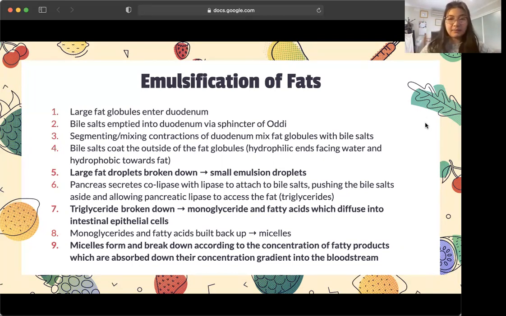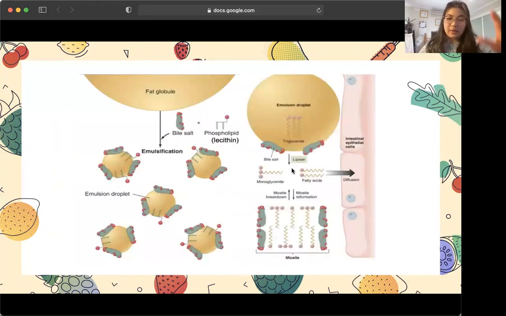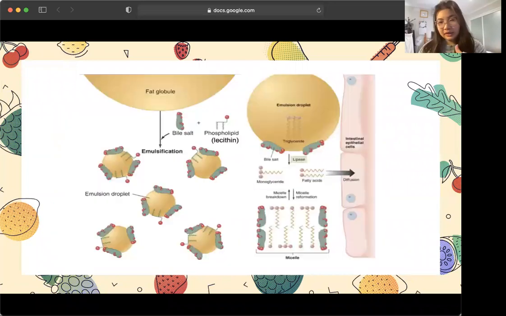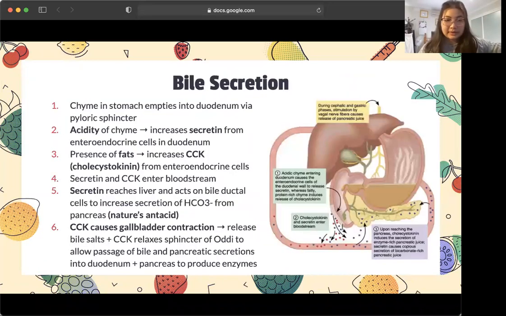Here, there's a bit of a back and forth situation where we make micelles and then we unmake micelles. Unmake's not a word, but we break them back down again. The way this is decided, if you just remember, is based on the concentration gradients. Which one do we need more of at that time, depending on which one do we have less of? After this, the fatty products will be absorbed down the concentration gradient into the bloodstream for transport and redistribution and storage in other organs.